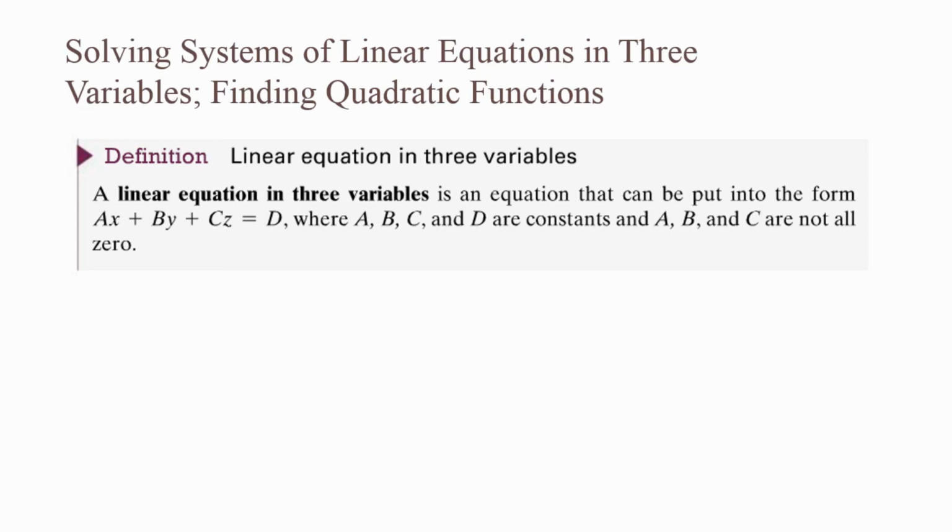Solving systems of linear equations in three variables. Finding quadratic functions. Definition. A linear equation in three variables is an equation that can be put into the form ax plus by plus cz equals d, where a, b, c, and d are constants, and a, b, and c are not all zero.